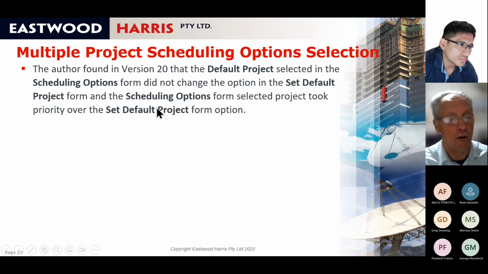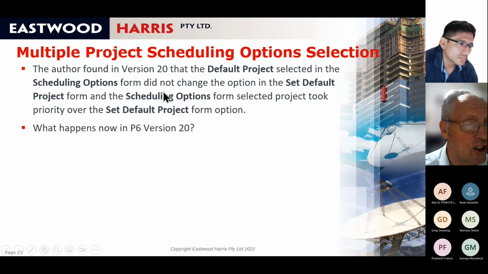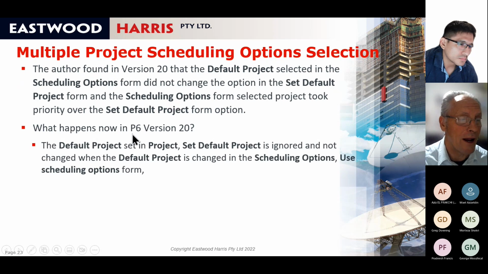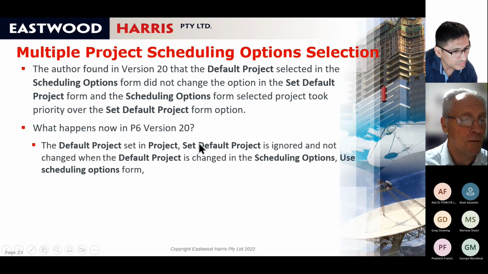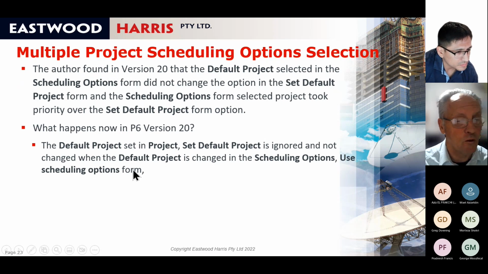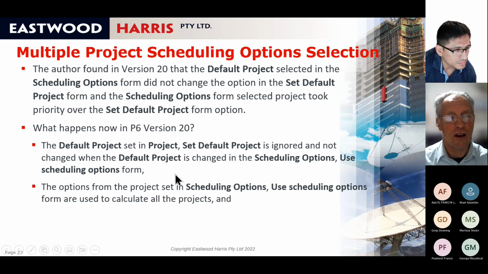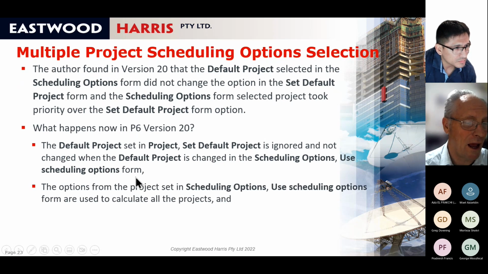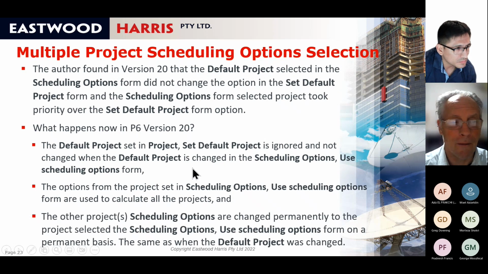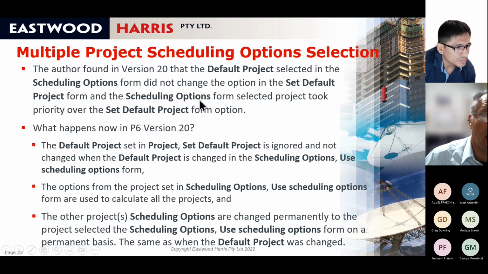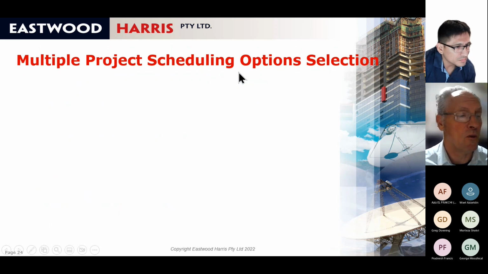To me, Oracle should have got rid of the default project, and they forgot to do it, and now they have two scheduling options that are in conflict. So basically, the default project in set default project is ignored and not changed when the default project is changed in the scheduling options, use scheduling options form. So this, I think, is a scrappy piece of programming, and I really think that Oracle have not done a good job here. So you have two places to set the default project, but my advice is don't use the default project form anymore. Use the scheduling options form and forget about the default project because it doesn't work anymore.